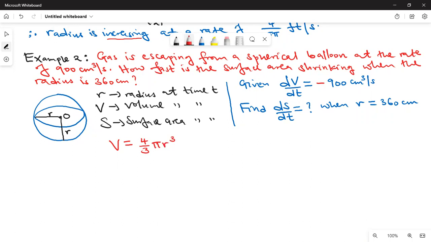What about the surface area? Surface area of a sphere is given by 4 pi r squared. Those formulas, you must know them. So here now we have two equations. The third step, let us differentiate each of these equations implicitly with respect to time. I'm going to differentiate this. Let me bracket it. We will also differentiate the equation for S and R.